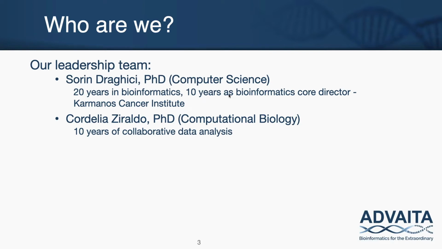Our leadership team is comprised of our founder, Sorin Dragic, who has a PhD in computer science and also has more than 20 years in bioinformatics. Most of his career has really been focused on the analysis of life science data, including 10 years as a bioinformatics core director. He's currently the co-director of the Bioinformatics and Statistics core at Karmanos Cancer Institute. My PhD is in computational biology, and I have more than 10 years of what I call collaborative data analysis. This is working hand in hand with life scientists to help them analyze very large data sets.